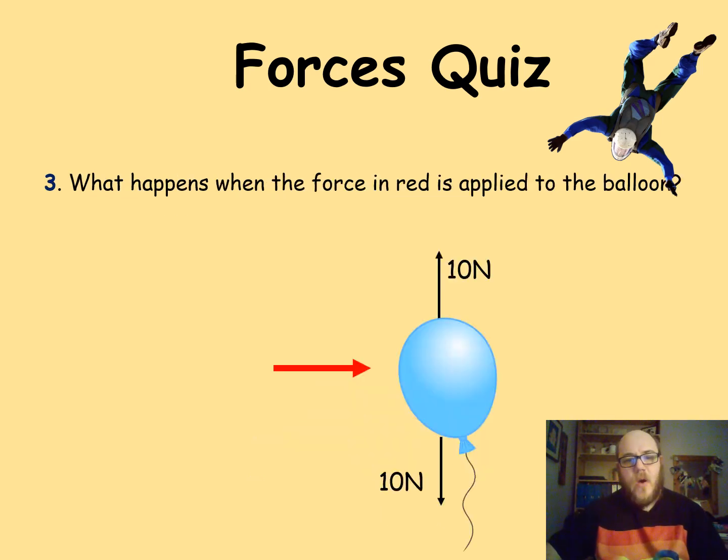Question 3. What happens when the force in red is applied to the balloon? Well, if you have a force going this way, this is a constant speed at the moment because its force is balanced. But when you add this, it's actually going to start moving in this direction. It's going to accelerate.